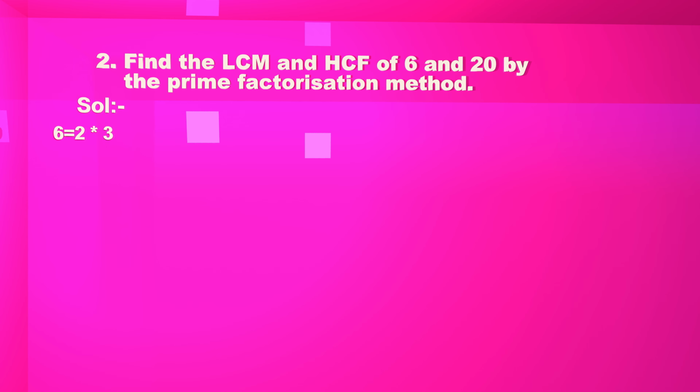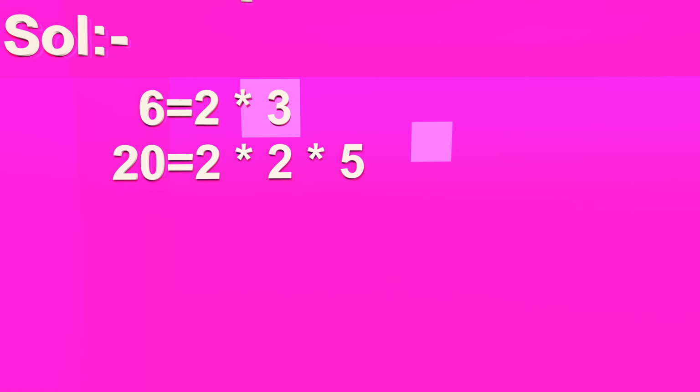6 can be written as 2 into 3 and 20 as 2 into 2 into 5. All of these numbers have hidden power 1. That means if a number has no visible power, its power is 1. Its HCF is 2 because 2 to the power 1 is common in both factors and no other number is common. Now we will find LCM.